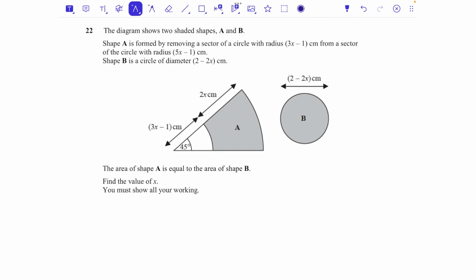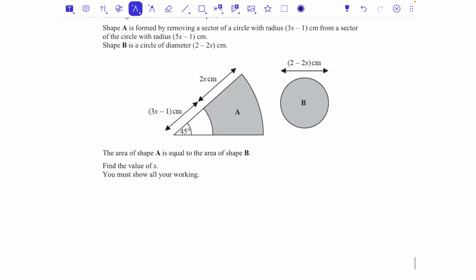Question number 22. The diagram shows two shaded shapes, A and B. Shape A is formed by removing a sector of a circle with radius 3x minus 1 from a sector of a circle with radius 5x minus 1. And shape B is a circle of diameter 2 minus 2x. The area of A is equal to the area of B. Find the value of x.